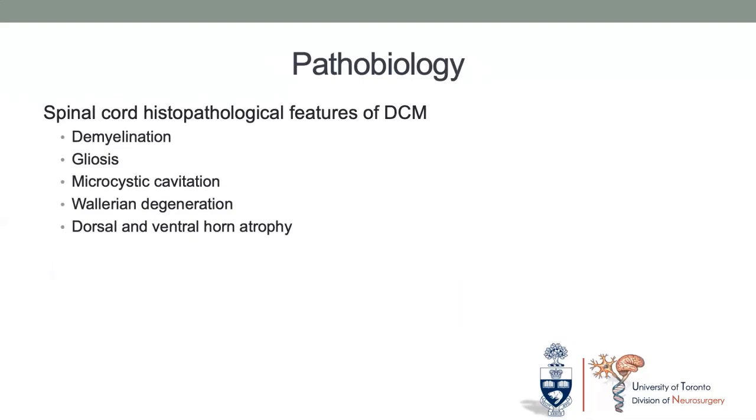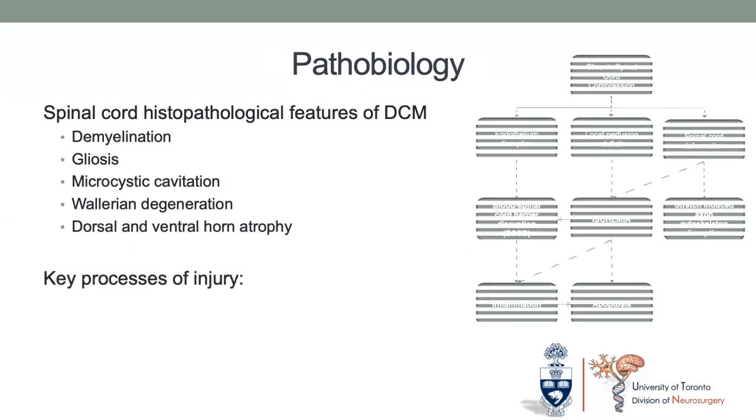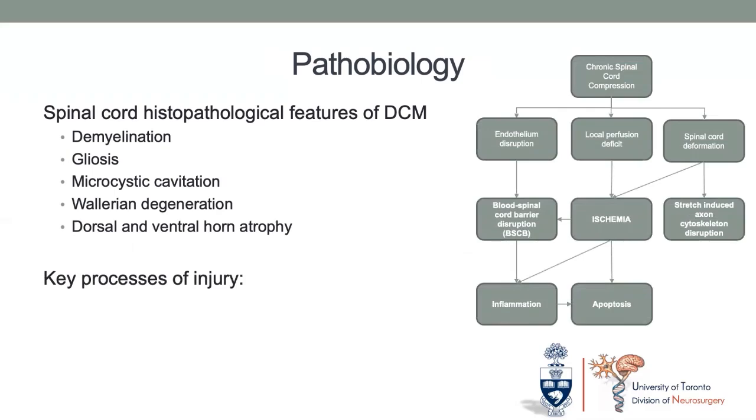So with respect to pathobiology of injury, some of the histopathological changes seen in postmortem studies are shown here, including demyelination and gliosis. There are some key biological processes and events that lead to these changes. And there is significant evidence to suggest that in addition to direct and abnormal mechanical forces acting on the spinal cord, reduction of perfusion to the spine secondary to these forces also plays a key role in the process of injury.